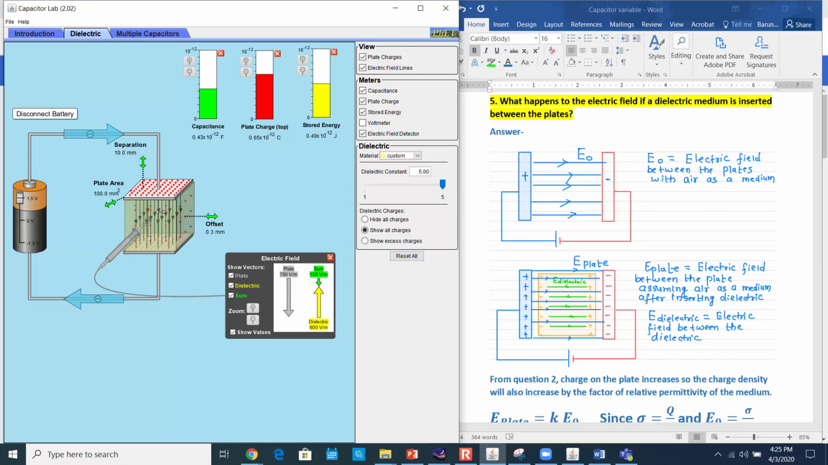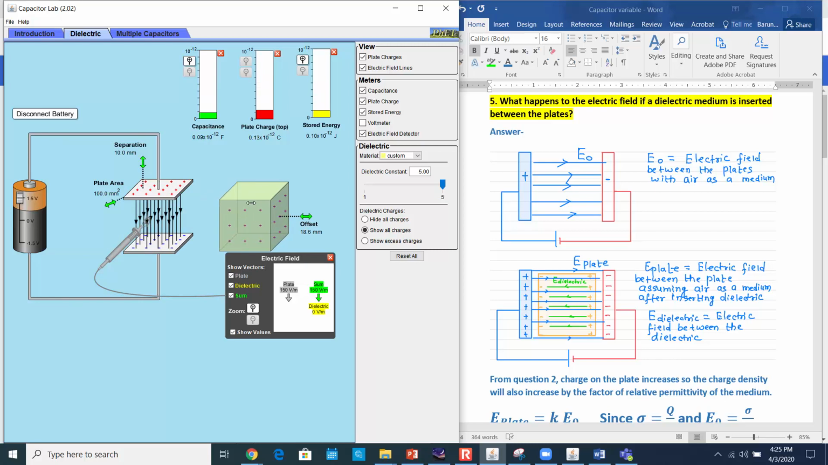Let me do one more time. Just take a look at this value now. The plate value is 150. What do you mean by plate value? The plate value is the field between these two plates. It is 150. The dielectric value is 0. There is no dielectric, so there is no opposite field. And the total value, the sum value, is the plate minus the dielectric value.